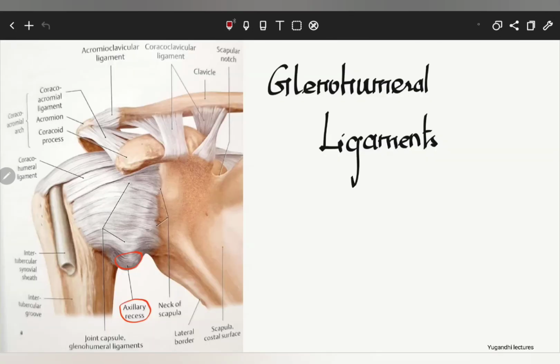Then coming to the anterior aspect, as I already said, the joint capsule, that is the capsular ligament, is reinforced on all sides except at the inferior position, and of course there is an axillary recess in the inferior position. Apart from that, anteriorly it is reinforced by three bands of ligaments: the superior, middle and inferior glenohumeral ligaments.